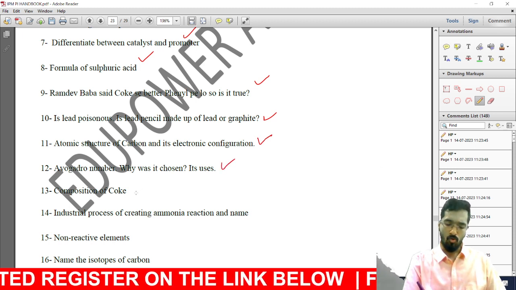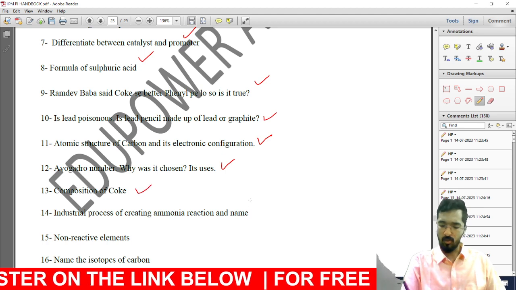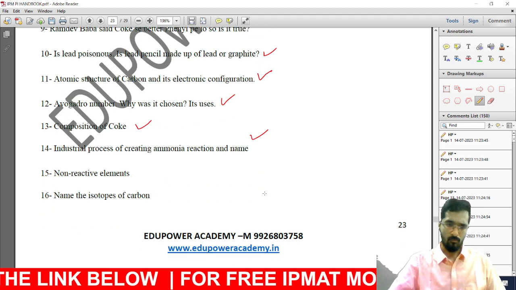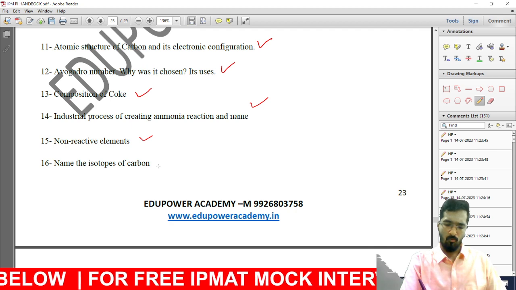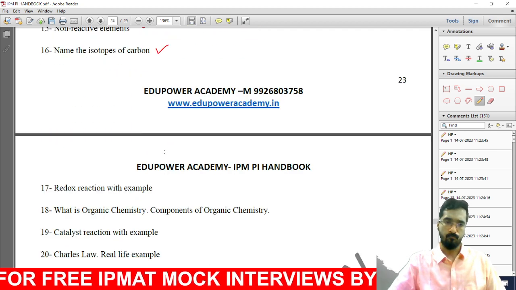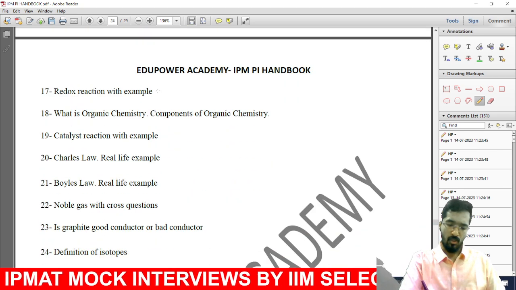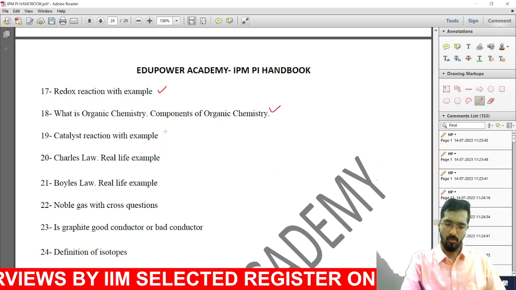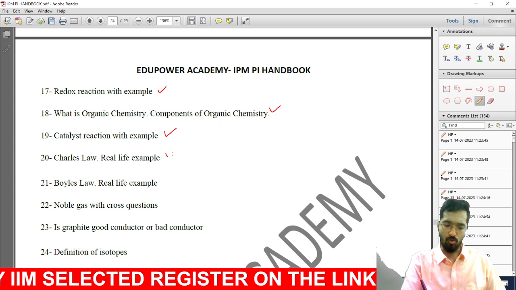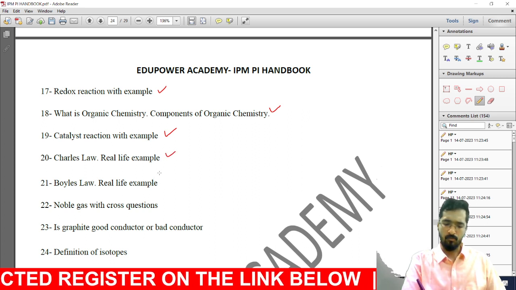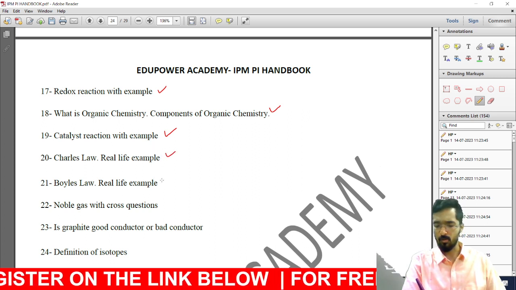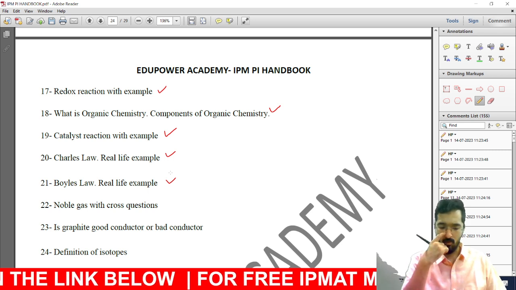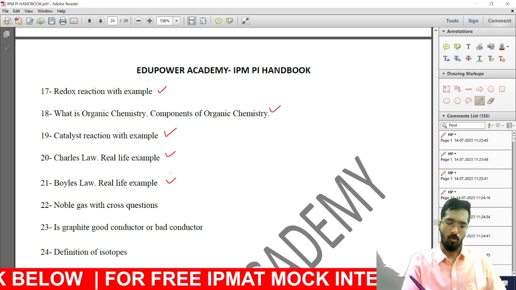Okay, what is the composition of coke? Industrial process of creating ammonia, reaction and name. Non-reactive elements. What are the isotopes of carbon? What are redox reactions with examples? What is organic chemistry? Components of organic chemistry. Catalyst reaction with example. Charles' law. It's there in the gaseous state chapter. Boyle's law. Okay, questions are on organic chemistry.